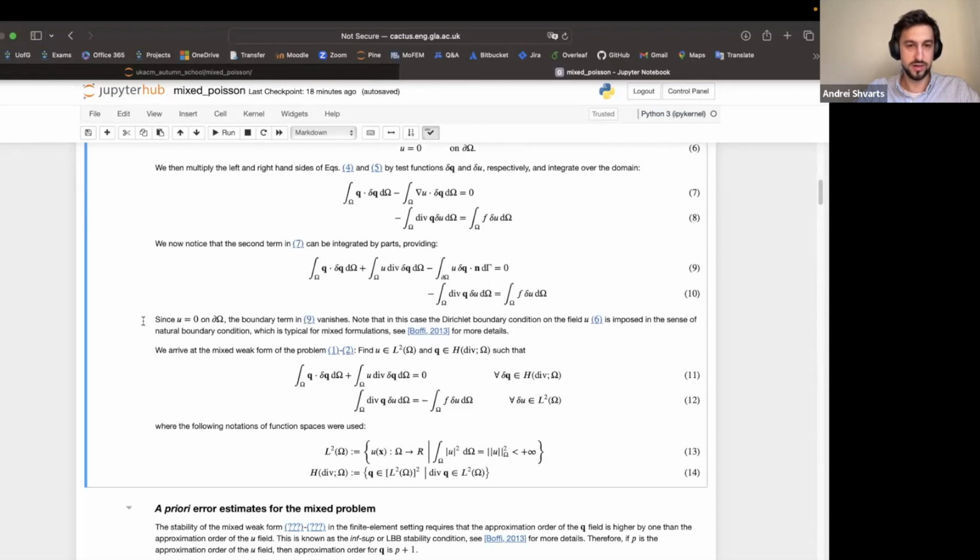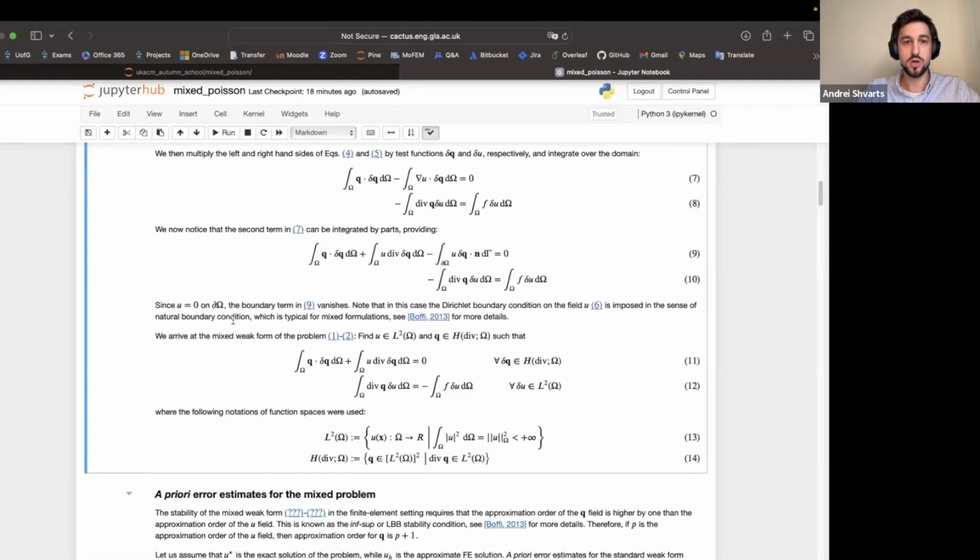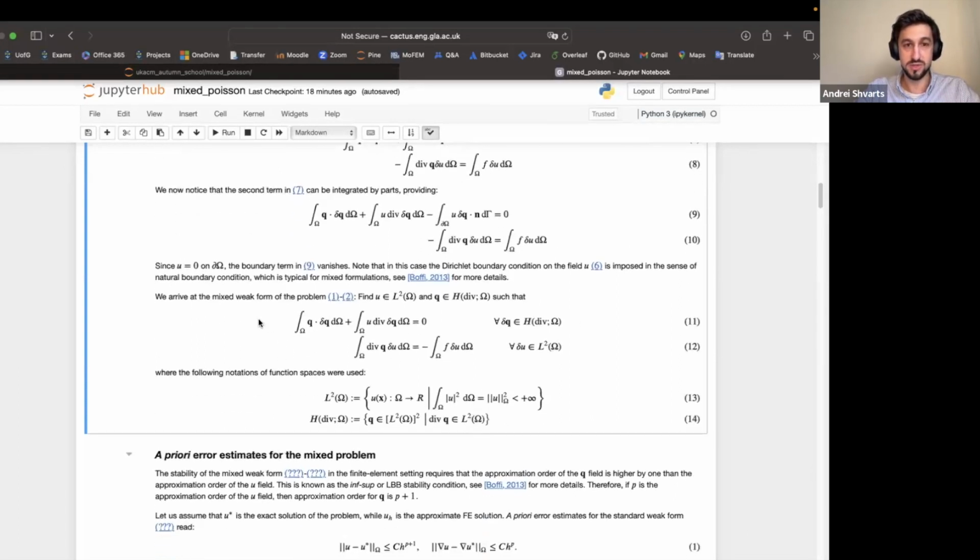Once we put in correctly the boundary conditions, as was discussed in detail in the lectures, we arrive at these two equations, and they are the statement of the mixed weak form, where we are searching for a field u in L2 space, so the field u is scalar, and the second field that we're searching for is the vectorial field q, which is in the H-div space. The formal definitions of these two spaces are given below.